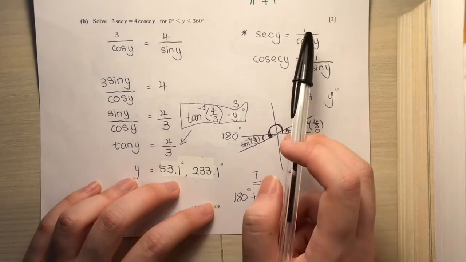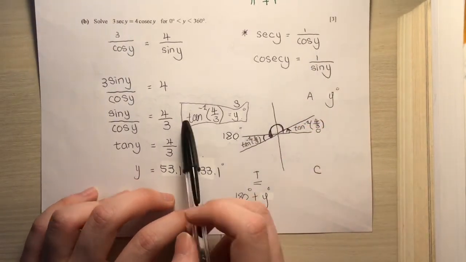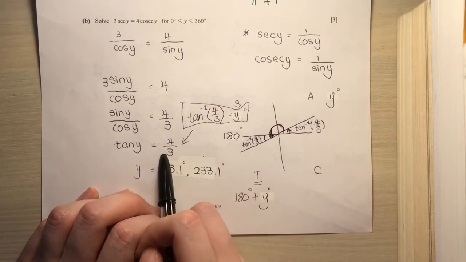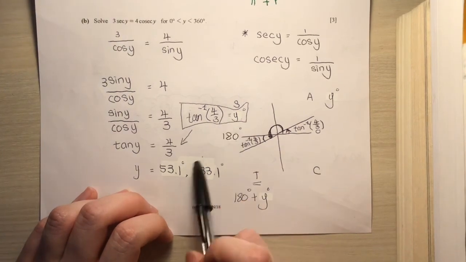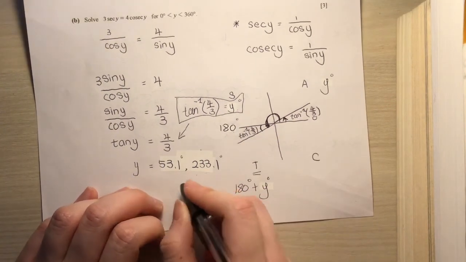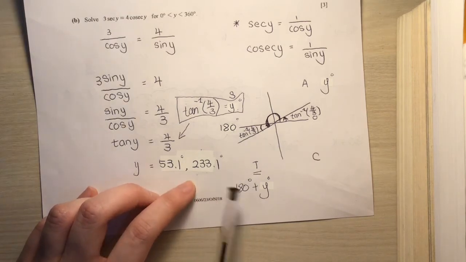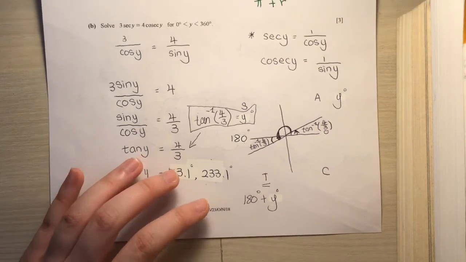The 3 marks over here will be allocated for, first, of course, the step where you have gotten tangent y equals 4 over 3, and then another mark will be awarded for your first correct answer, and the other mark will be awarded for your second correct answer. So the second correct answer is important for you to get all 3 marks in this question.